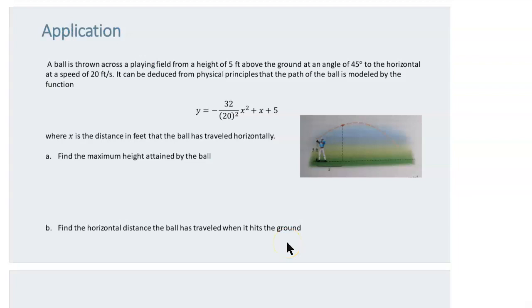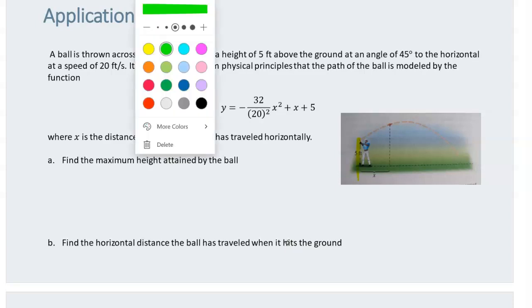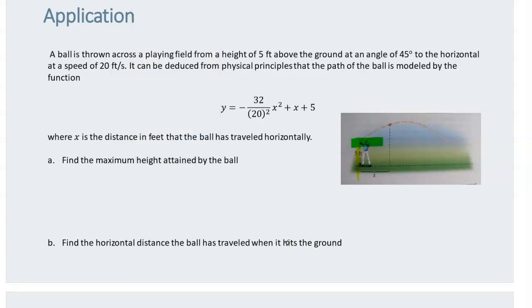Let's look at an application problem that uses some of the ideas we've been talking about today. A ball is thrown across a playing field from a height of 5 feet above the ground. That 5 feet is represented here. It's a pretty bad picture. At an angle of 45 degrees to the horizontal. So what they're saying there is that if I had a horizontal line that was drawn here, this angle is going to be 45 degrees. It's created there. And the speed is 20 feet per second.